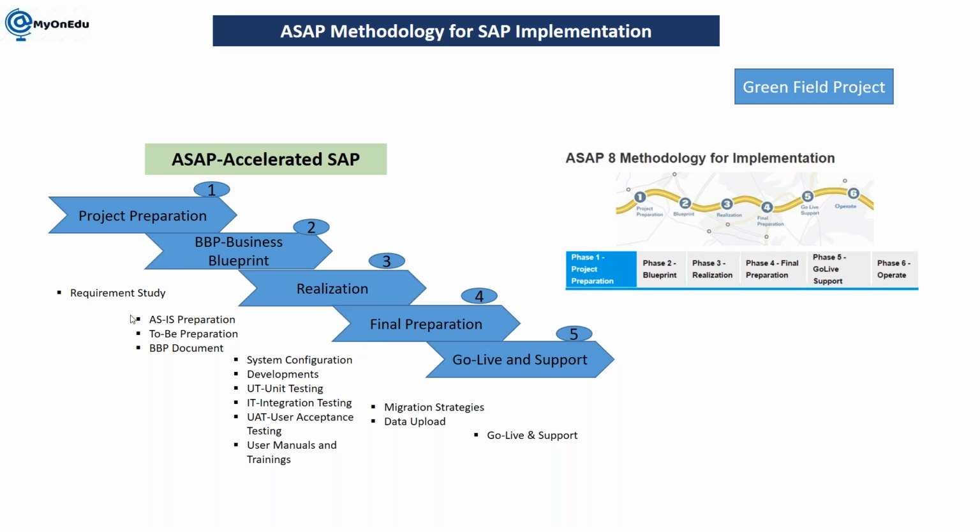In project preparation, you are discussing and collecting the requirements and studying the legacy system. You are understanding the requirement exactly, and then you are preparing the as-is document. Sometimes we ask the business also to submit the as-is document in our format. Then we prepare the to-be document, which is the initial solution document. Once it is finalized, we prepare the BBP, the business blueprint document.